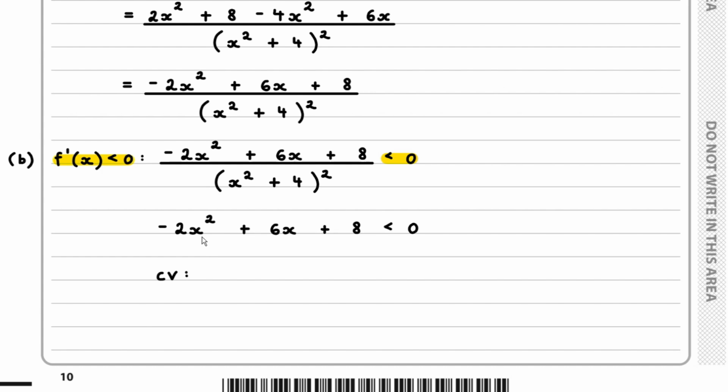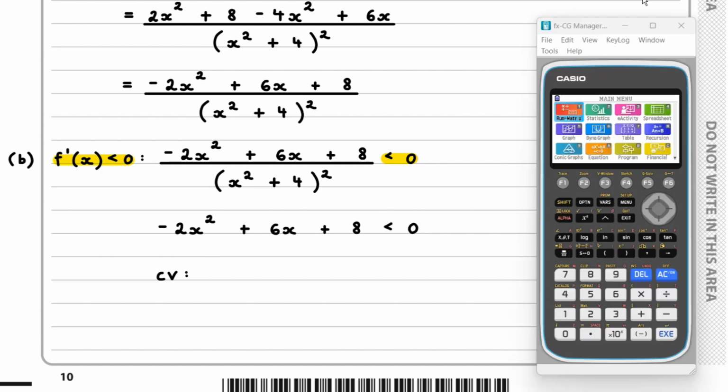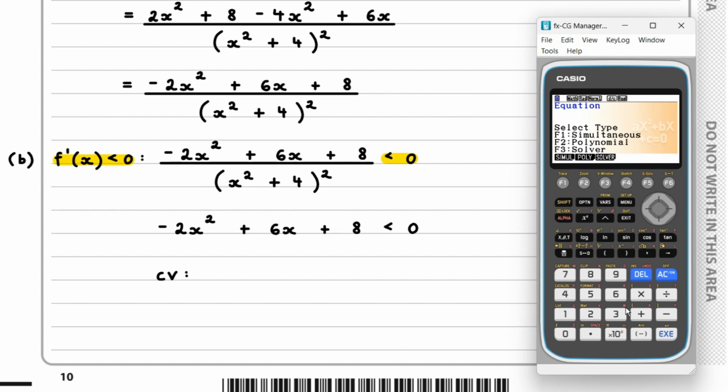To find the critical values, we set the left-hand side equal to 0. And now let's solve this quadratic. If we go to the equation submenu, we have a polynomial of degree 2. We have negative 2x squared plus 6x plus 8, meaning we have a solution of 4 and negative 1. So we have x equals negative 1, x equals 4.